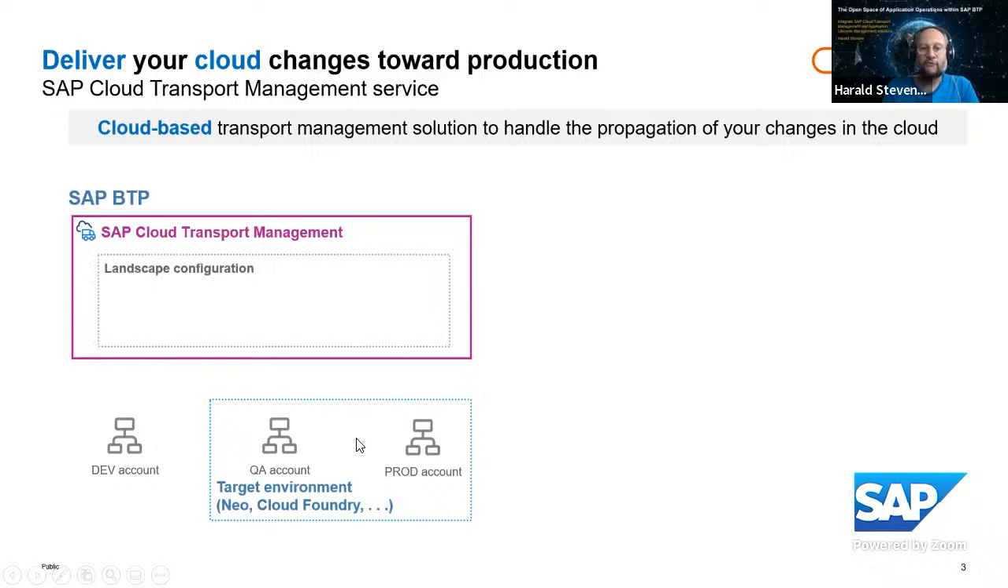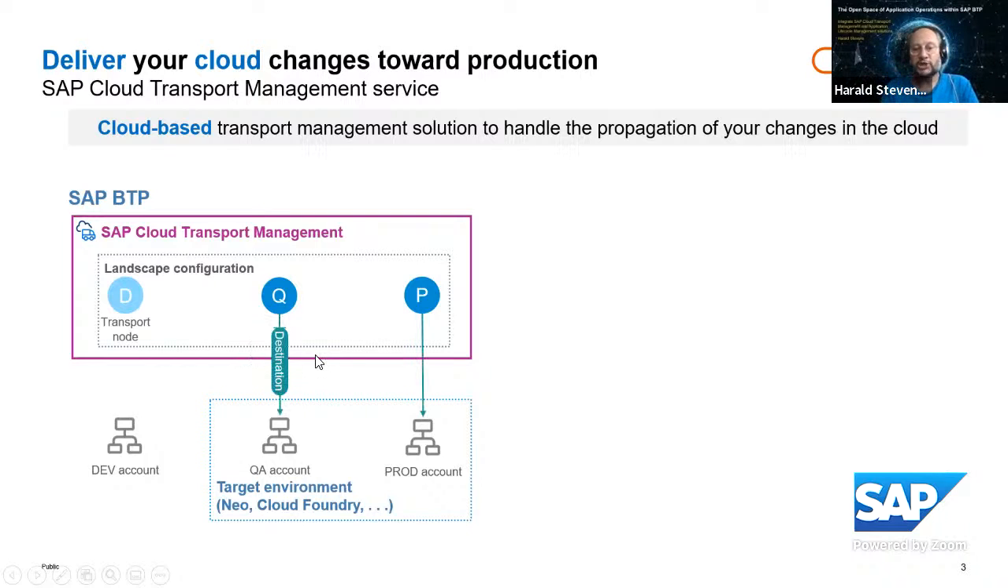And then for each of these sub-accounts, you create a so-called transport node, which is a virtual representation of your sub-account landscape. So in this case, the typical simple 3 sub-account landscape: development, quality assurance, production. But of course, this could be more complex if needed.